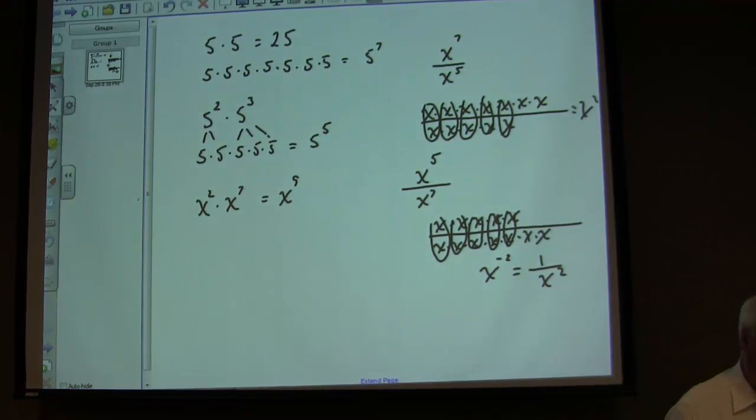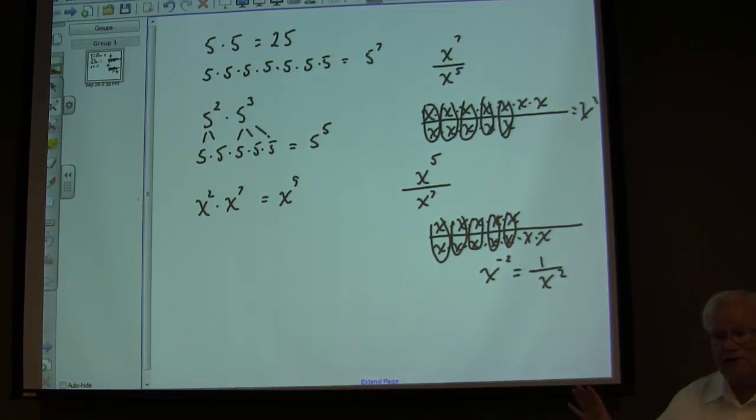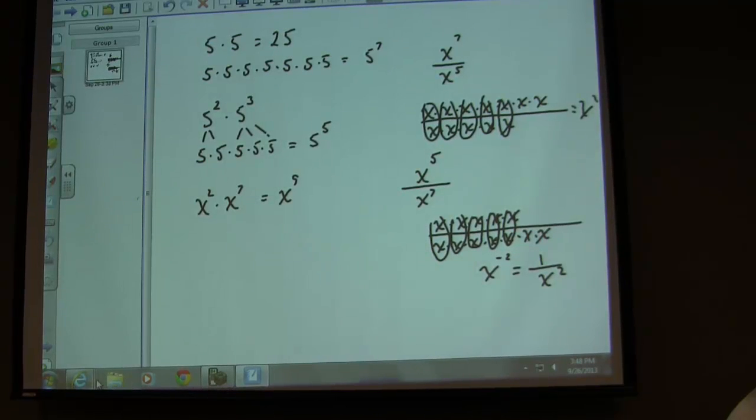Okay? So I wanted to show you those things first so you get a kind of a feeling of what these exponents are and what they are doing. So now let's take a look at some of the problems that are in our assignment.